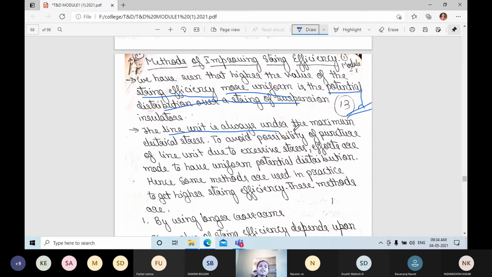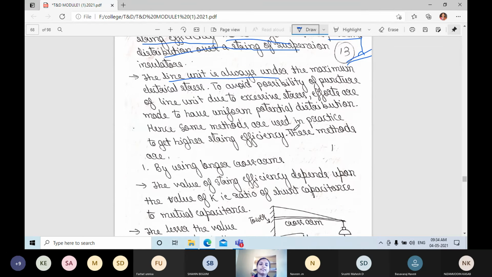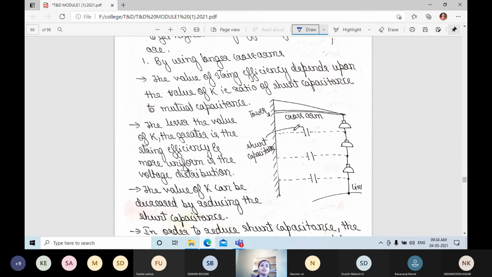These methods are, first, by using a long cross arm. You can observe the figure. This is a long cross arm. They have given the shunt capacitance, and this is a tower, and this is an insulator. By using a long cross arm, that is from here to here, they have given a long cross arm.